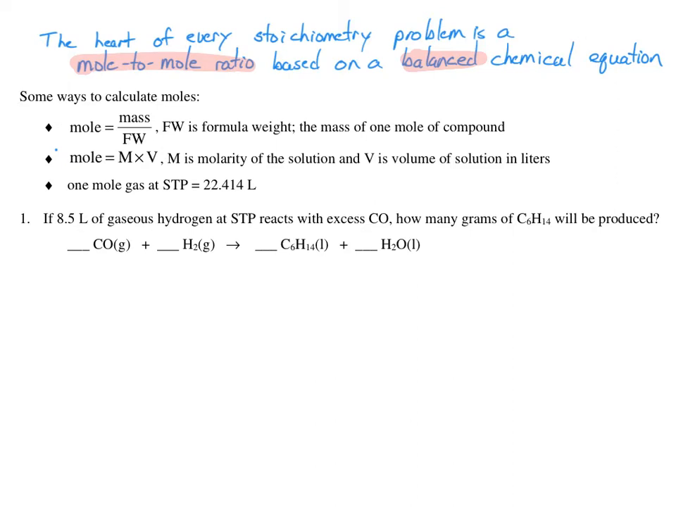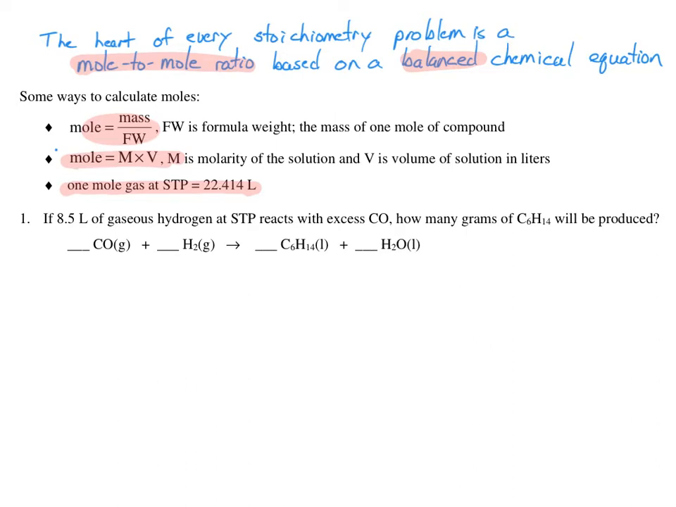If you're given the mass of a chemical, you want to take the mass and divide by the formula weight. If your chemical is in an aqueous solution, moles is obtained by multiplying molarity times the volume in liters. And if your chemical is a gas, 1 mole of gas at STP is equal to 22.4 liters.